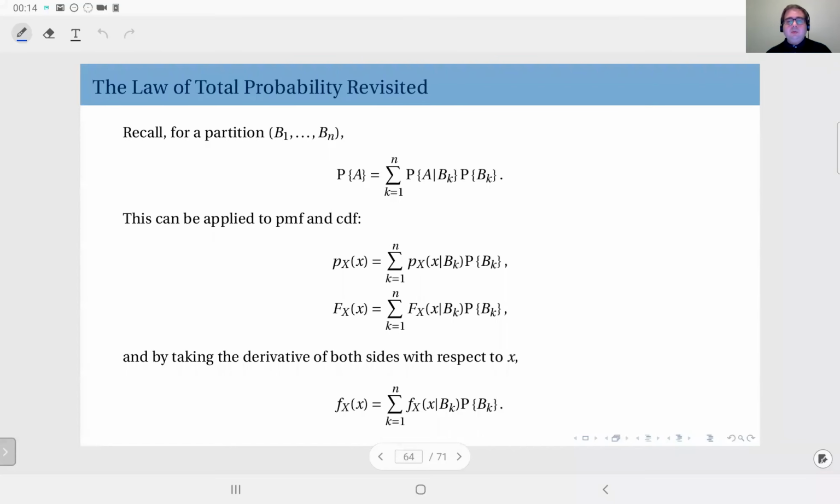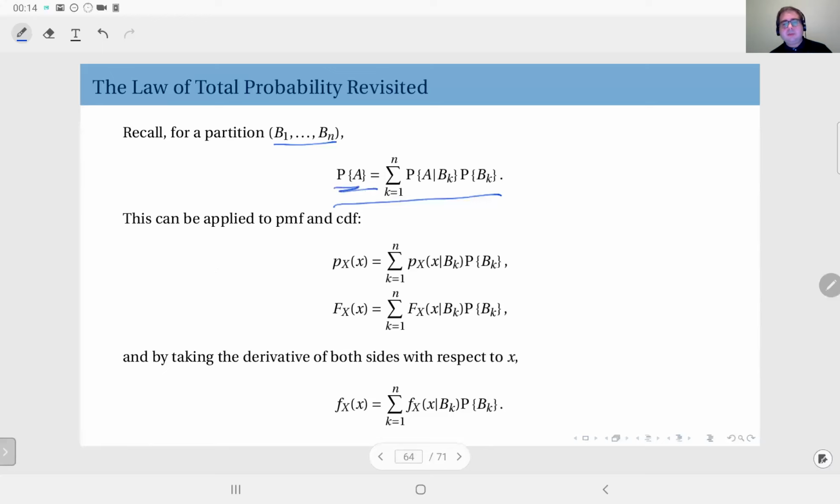At this point, I would like to discuss the law of total probability once again. As I said in class before, it's a very important concept, the law of total probability, and we discussed this with respect to a partition in the computation of the probability of an event, let's say A. Here you see the statement of the law of total probability for a partition B1 through Bn.